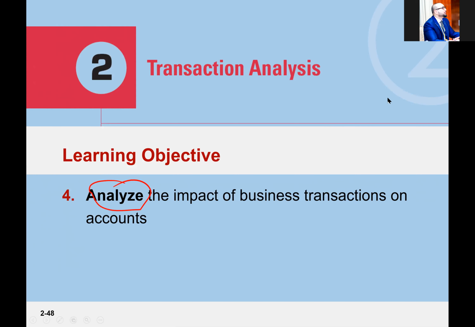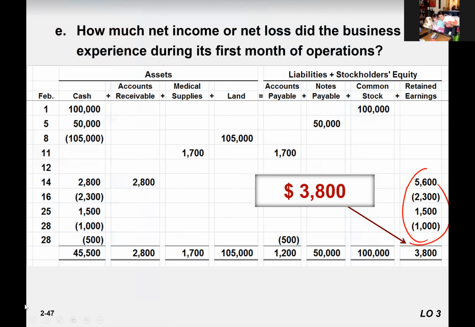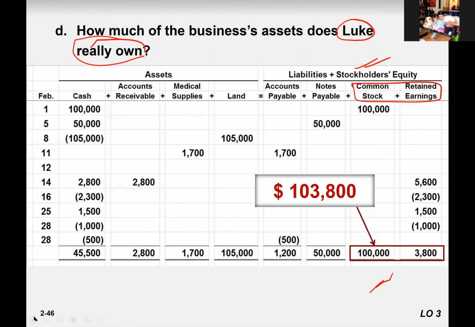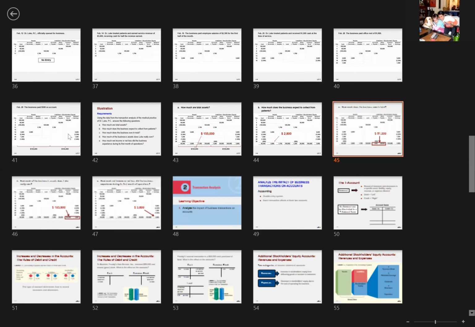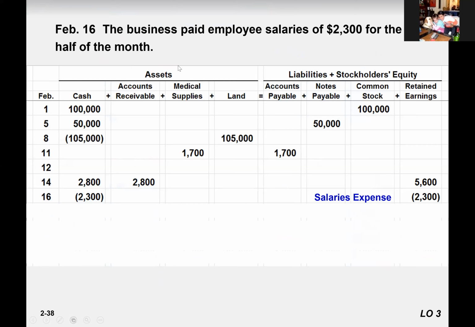Sir, I have a question. Yes, sure, Kathleen. So for the 16th, the person says that they pay rent for the first half of the month. Even though they're paying the first half of the month, you still only put 2,300. The business paid employees salaries, not rent. Salary, sorry, for the first half of the month. How much salary did they pay? 2,300. It doesn't categorize that they are half paying.